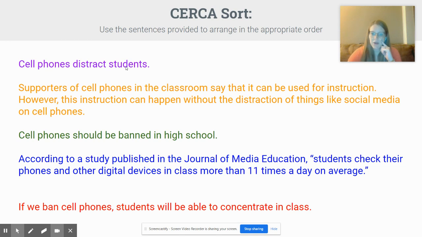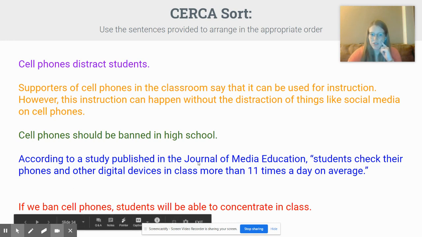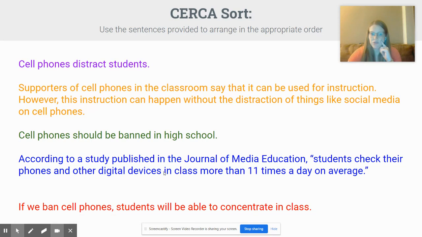Okay, then the next part, you're looking for evidence. According to a study published in the Journal of Media Education, students check their phones and other digital devices in class more than 11 times a day on average. Okay, so we have our claim, we have our reason, we have our evidence, and we're looking for our reasoning, and then finally our counter argument.